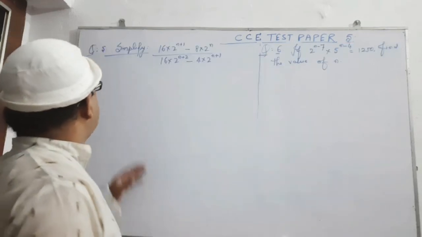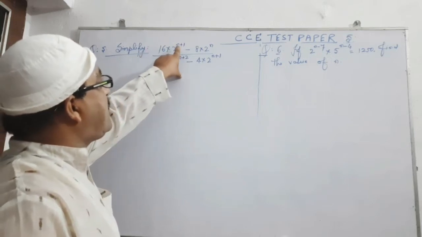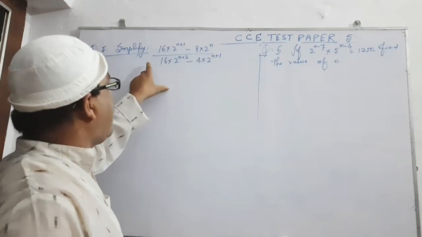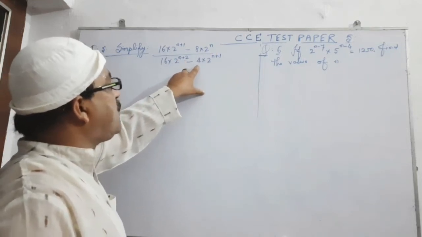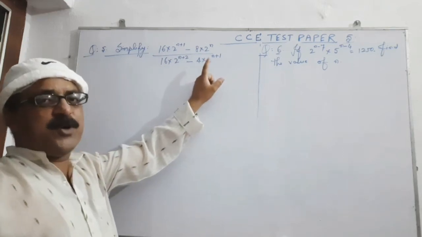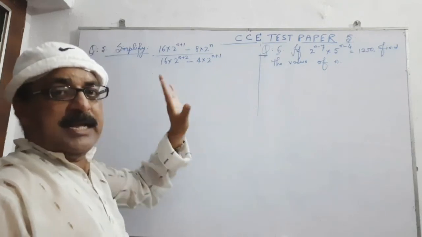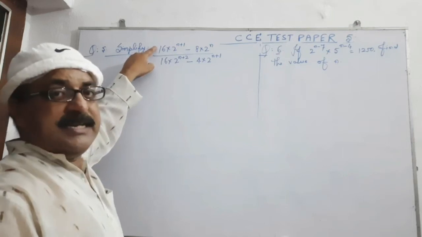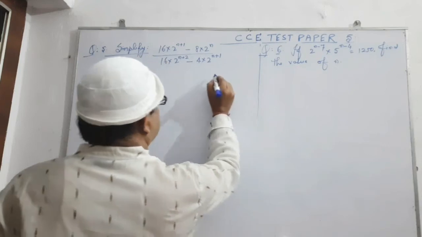Now question number 5. Simplify 16 into 10 to the power n plus 1 into 8 into 2 to the power n by 16 into 2 to the power n plus 2 minus 4 into 2 to the power n plus 1. Really this question is very important, and you will think about these questions. 16 is given. It means 16 is a multiple of 2.